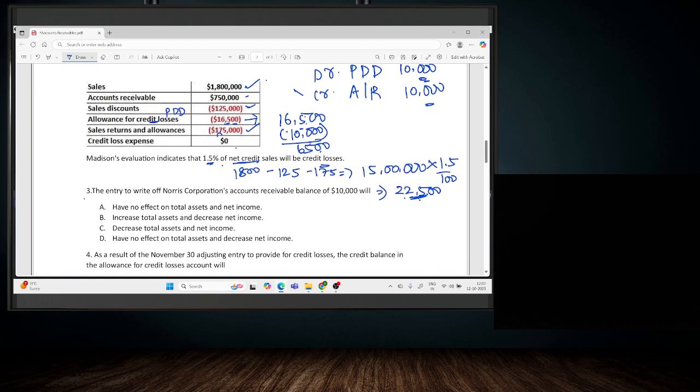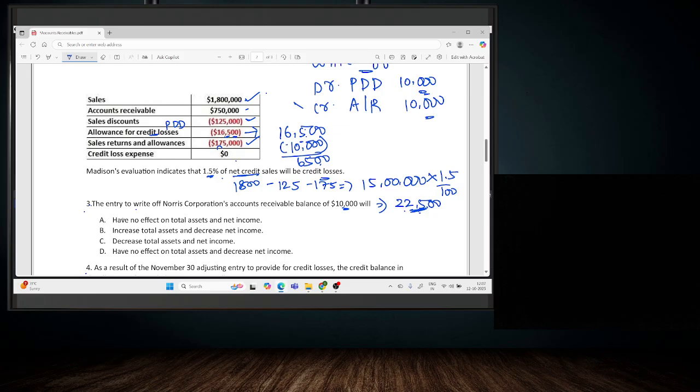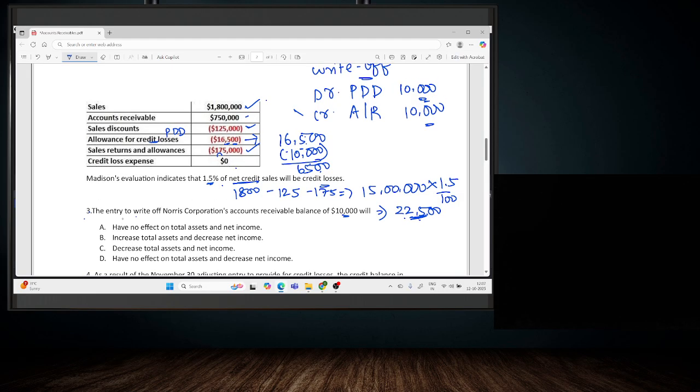Now, the requirement of the question is, we have two requirements, third and fourth. The third question: the entry to write off Norris Corporation's accounts receivable balance of 10,000. So what is the entry we are making to write off the accounts receivable of Norris Corporation? We are debiting provision for doubtful debts and crediting accounts receivable by 10,000 rupees. What is going to be the effect of this entry in the books of Madison Corporation? That is what they are asking. So here we are debiting provision for doubtful debts and we are crediting accounts receivable, right? What is the effect of this entry?